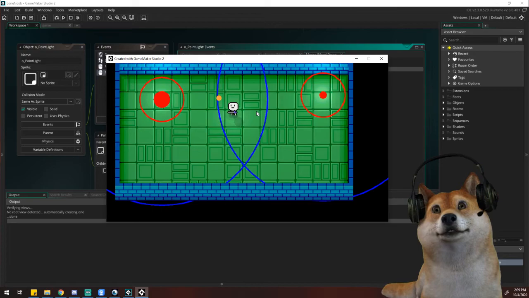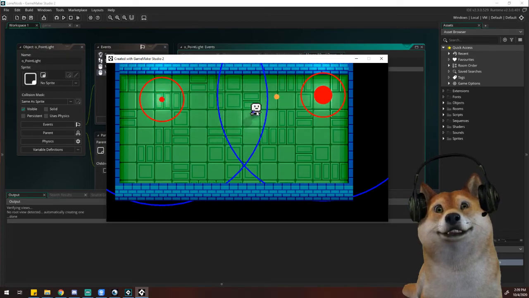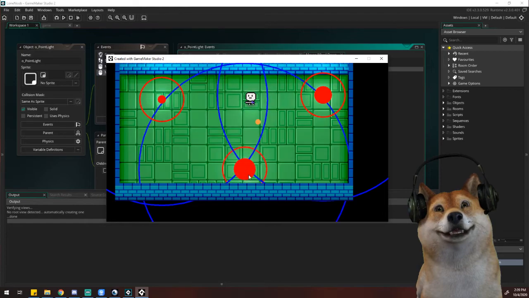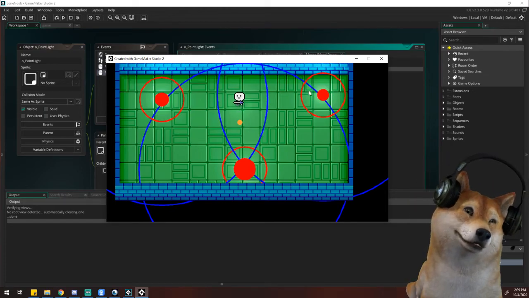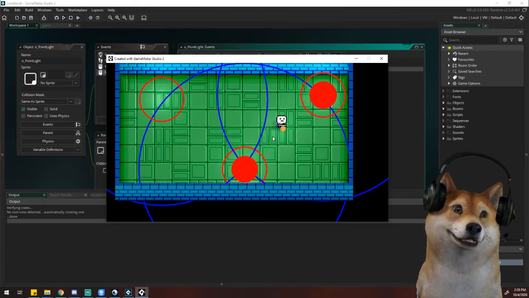I was about to suggest earlier maybe some kind of barycentric coordinate kind of thing. Yeah, this is what I'm doing. And if I have a third light source, then it gets affected by all of the light sources.